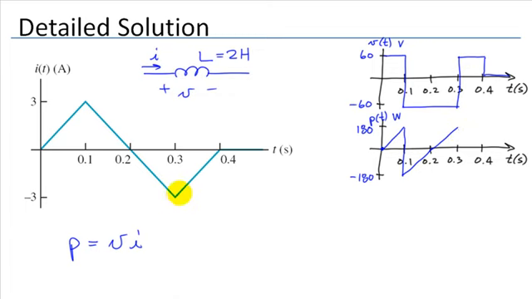Here we've got 60 volts times a negative current, so we abruptly jump back negative again, and we end up back at 0. And then after that we have 0 times 0, and the power of course would be 0 from that point onward.